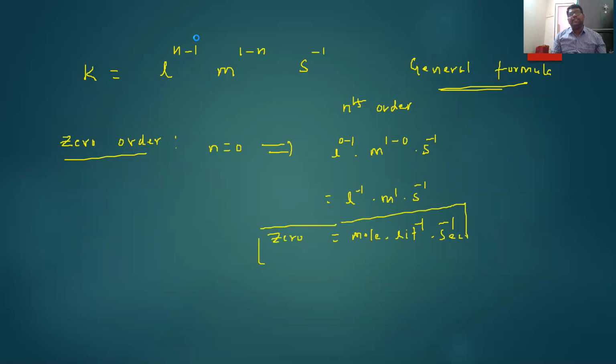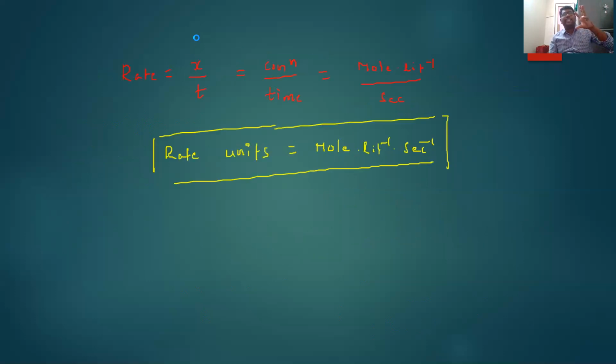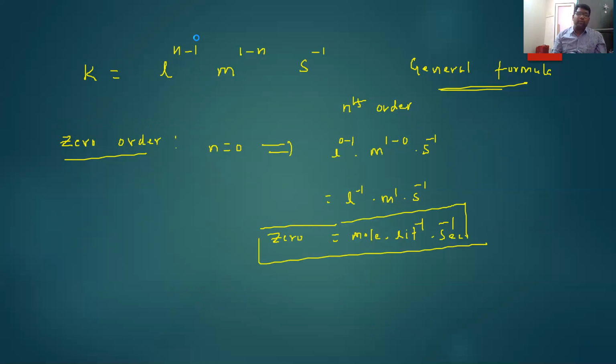Observe, students, the zero order reaction units are exactly equal to the rate units, right? And this is a very important note. The important note is that rate units are exactly equal to zero order units. Next you can calculate the first order reaction units. Here L power n minus 1, M power 1 minus n, S power minus 1. Therefore n is equal to 1.